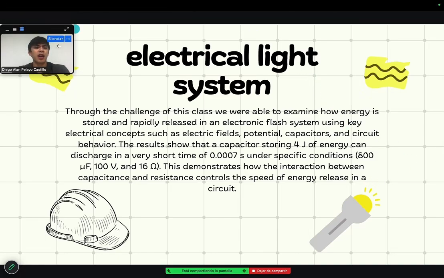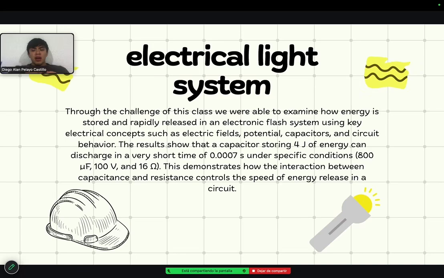And so lastly, we have our challenge, which was an electrical light system that we were aiming to make produce a burst of light in the fastest way possible, minimizing the delay. Through the challenge, we were able to examine how energy is stored and rapidly released in an electronic flash system, using all the key electronic concepts that we already mentioned.